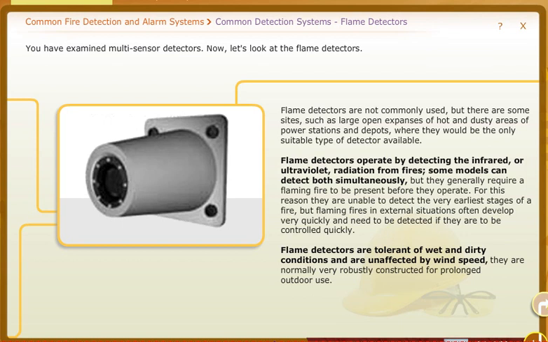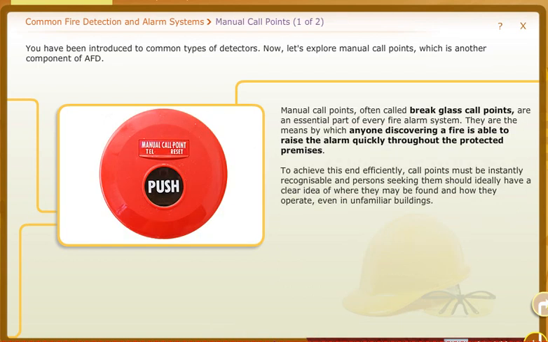Flame detectors are tolerant of wet and dirty conditions and are unaffected by wind speed. They are normally very robustly constructed for prolonged outdoor use. You have been introduced to common types of detectors. Now, let's explore manual call points, which is another component of AFD.